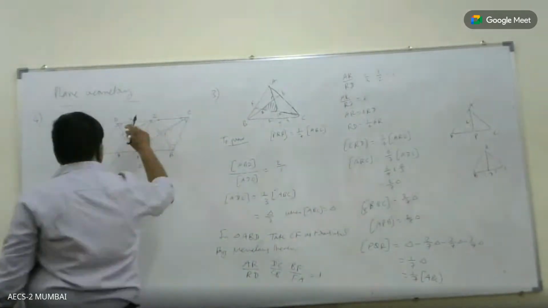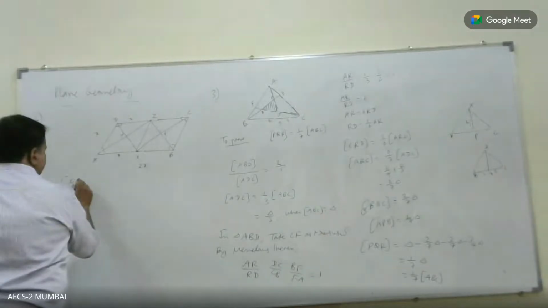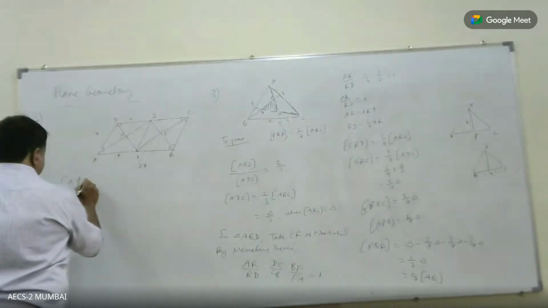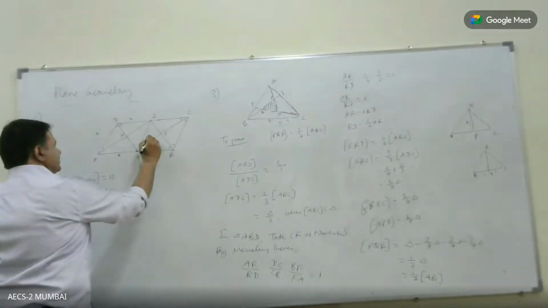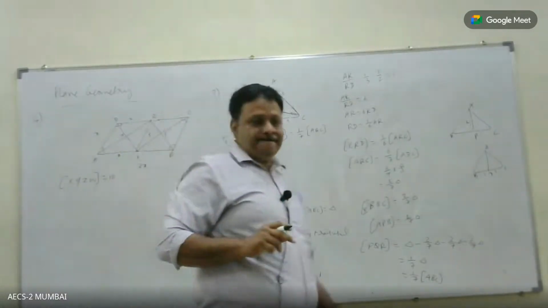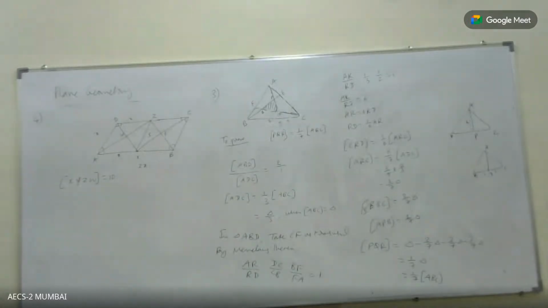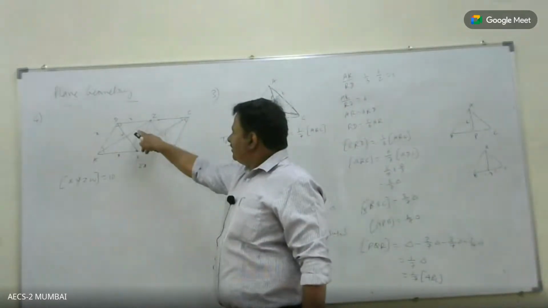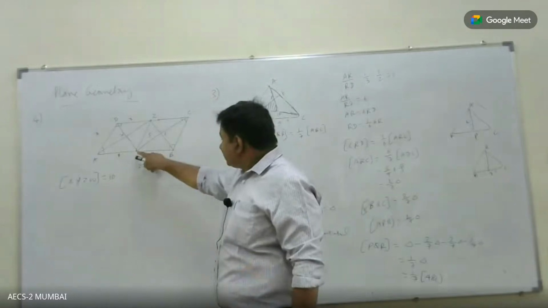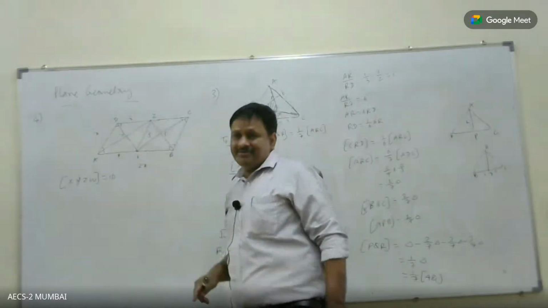Area of XYZW is 10. How much is this area? 5. How? We can't take it for granted. It looks like a half, but how? The diagonal of a parallelogram divides it into two parts. Very good. But how do you know it is a parallelogram? XYZW.